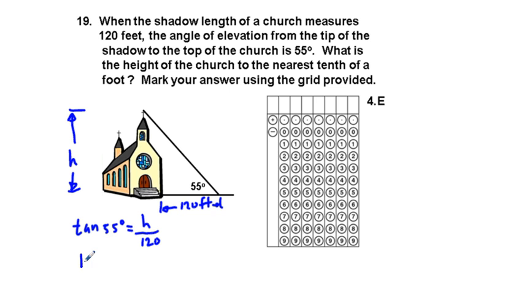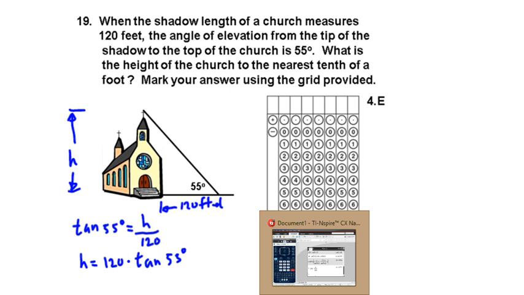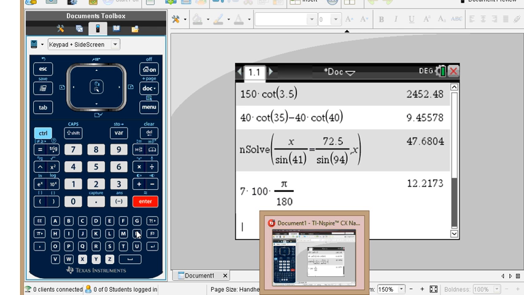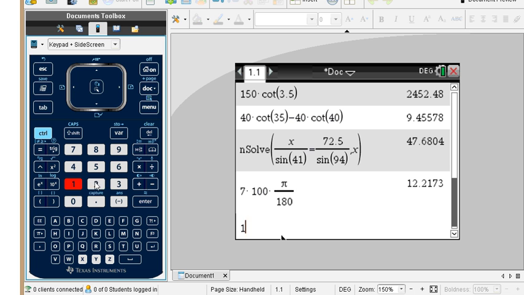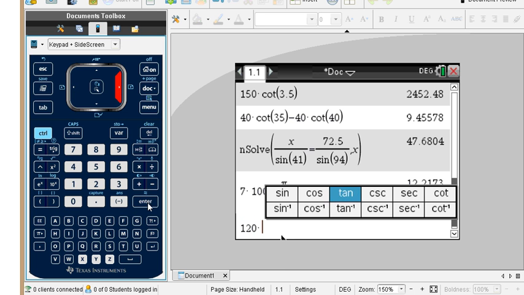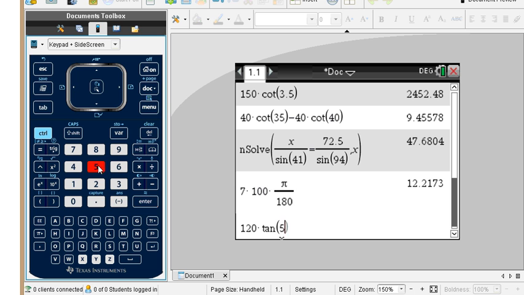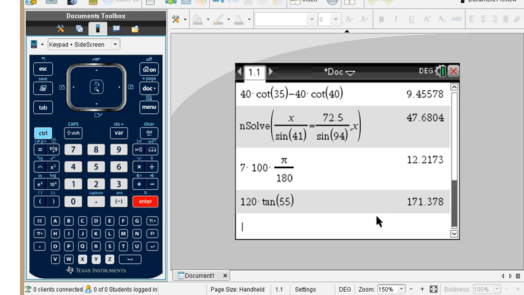So h is going to be equal to 120 times tangent 55 degrees. 120 times tangent 55 degrees, and we get 171.378. I'm just going to write that down.